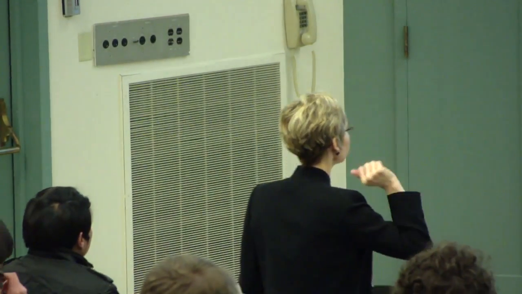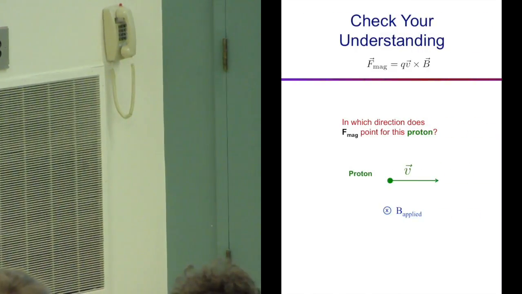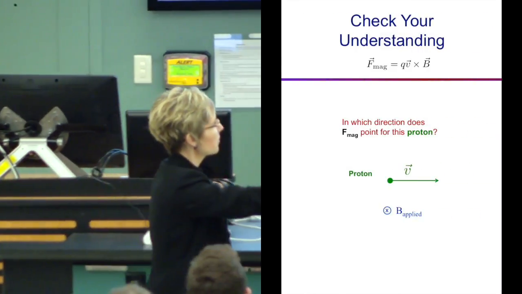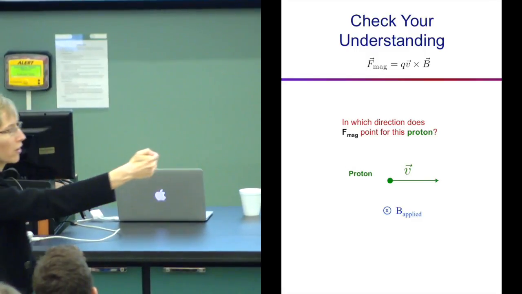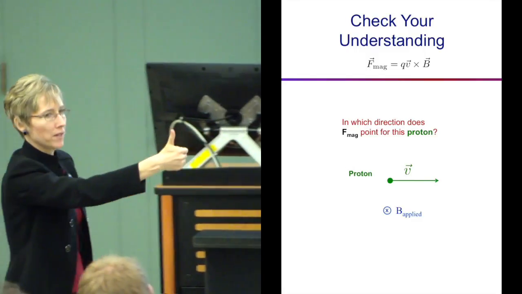With almost 150 votes in, tell me what you're thinking. Who would like to remind us how this goes? Yes, please. Okay. So he's saying right hand rule. You can find your right hand, right? So I say the velocity is pointing this way, the magnetic field is into the board, so I curve my fingers that way, and then my thumb points up.